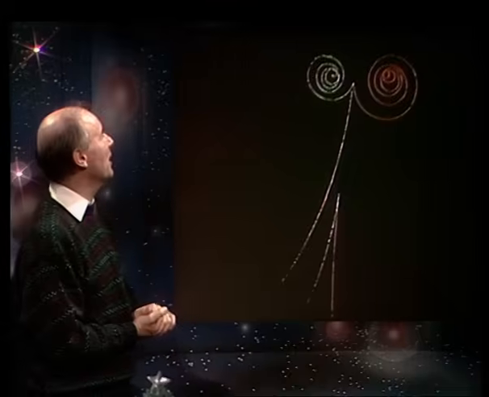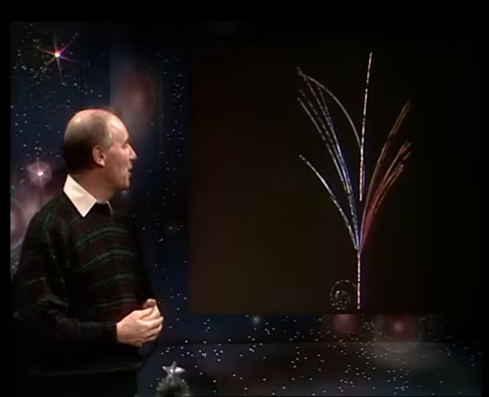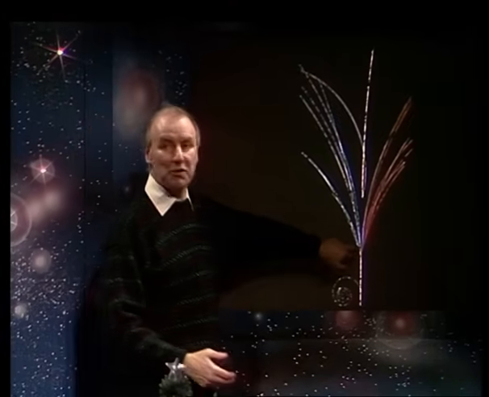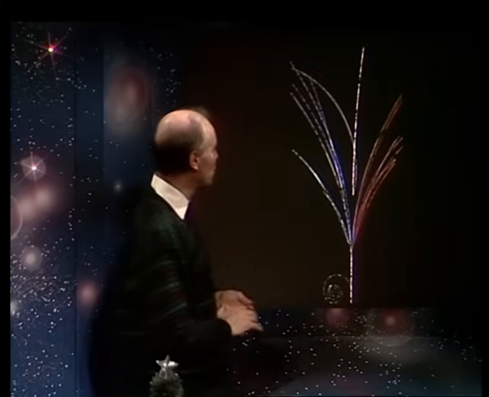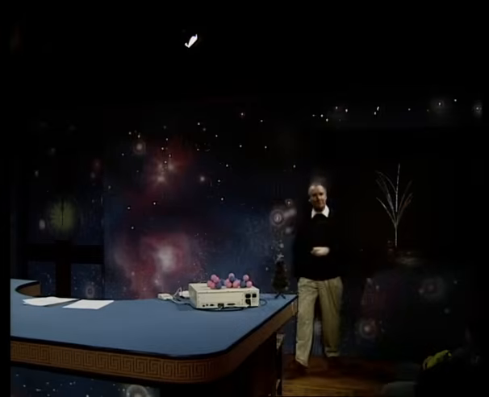Here's another example on the next slide of the same thing happening, where we've got a particle coming in here with very high energy, creating particles which move off in one direction, and their antiparticles, their mirror image particles, off in the other direction. Now, why is this a problem?